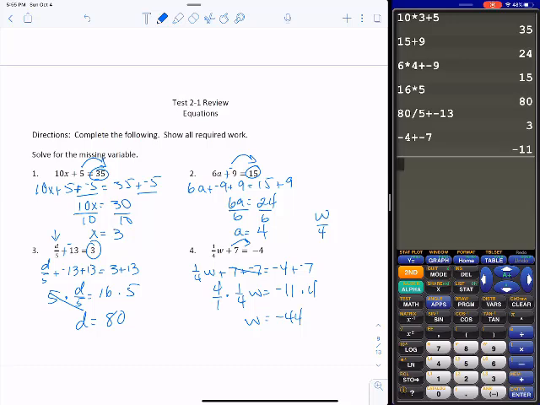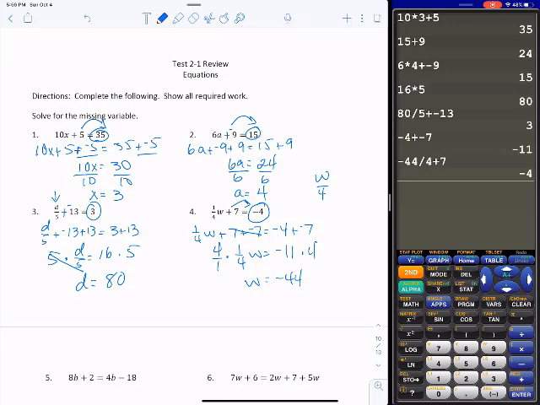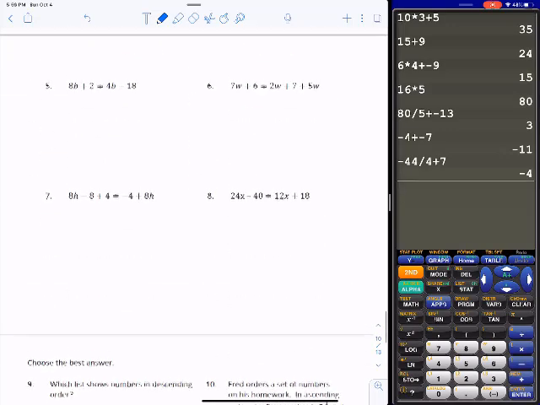Okay, so we could plug that back in, negative 44, and I told you that 1/4 w is just w divided by 4, plus 7 equals, and you find out that your answer is negative 4. So that's how you do the first 4 questions. Now we move to some multi-step questions.